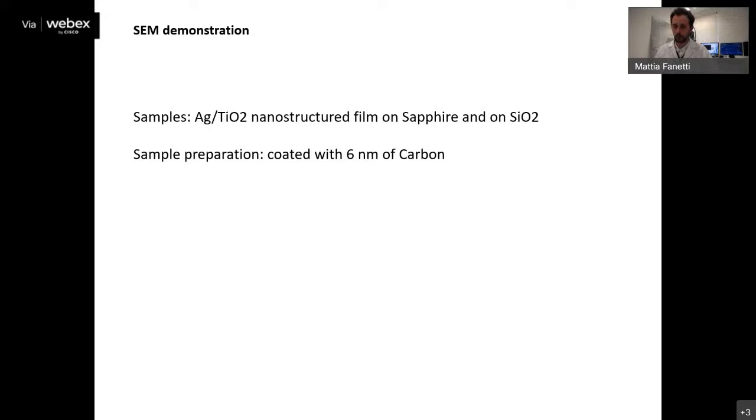This is a collaboration with Italy. We just published the paper a few months ago, and they sent me two samples with the same film after thermal treatment, one on sapphire, alumina, and one on silicon oxide. They asked me to analyze the distribution of silver after the thermal treatment that they did. After I received the samples, since these are not conductive samples, I did a coating of 6 nanometers of carbon, and then I mounted them, and now I will try to show you what they are.